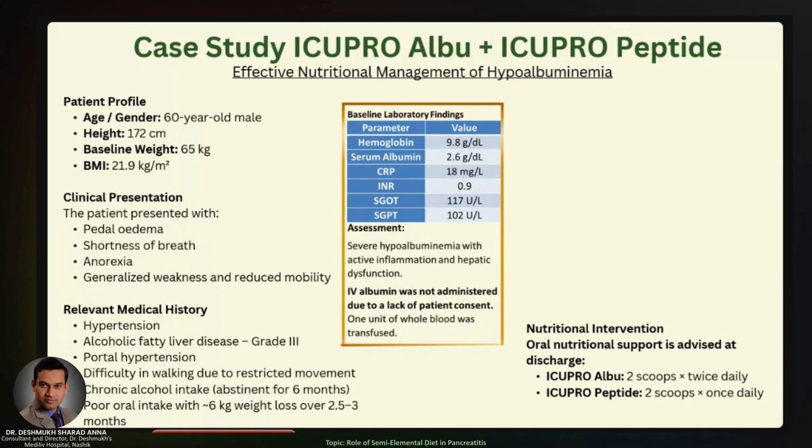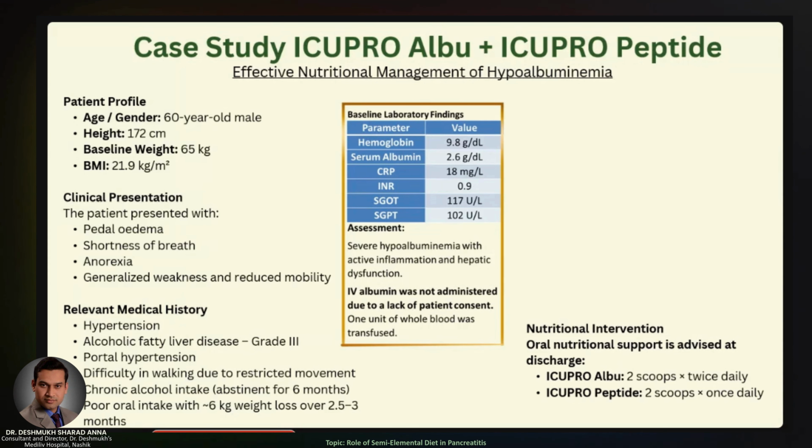Relevant medical history: the patient had hypertension, he has alcoholic fatty liver disease grade 3, which is significant, portal hypertension, and difficulty in walking. He had chronic alcohol intake with abstinence for 6 months, poor oral intake, and 6 kg weight loss over 3 months.